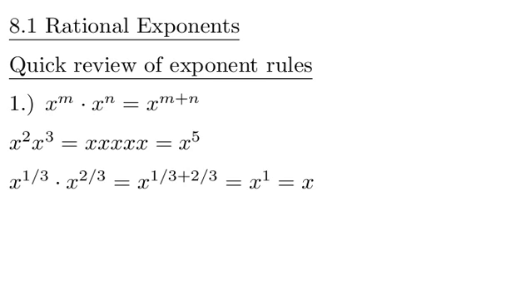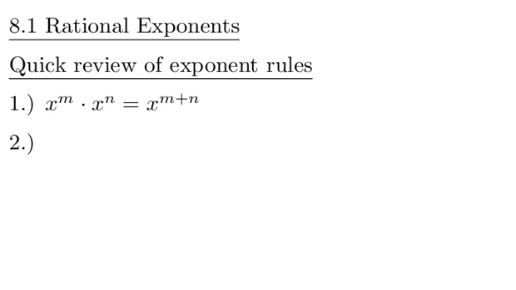The second rule is that if you have x to the power of m over x to the power of n, that's the same thing as x to the power of m minus n. Okay, so the reason why this is true is pretty similar to the reason above.